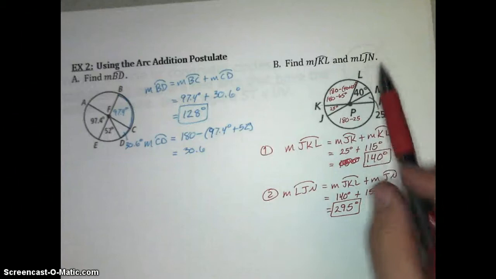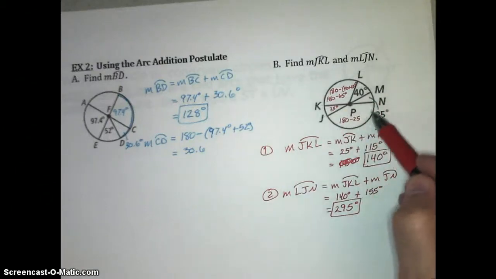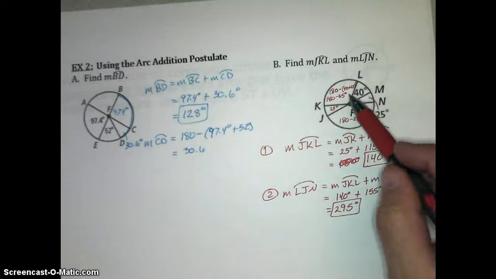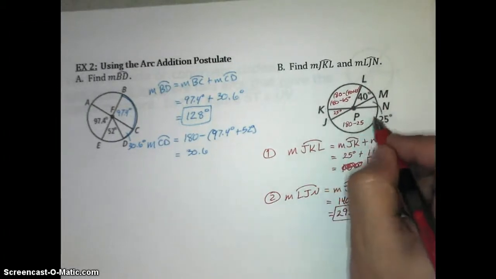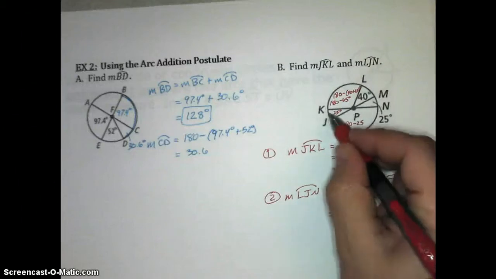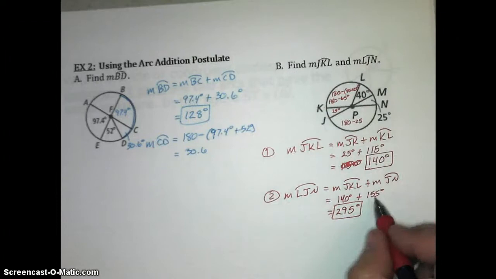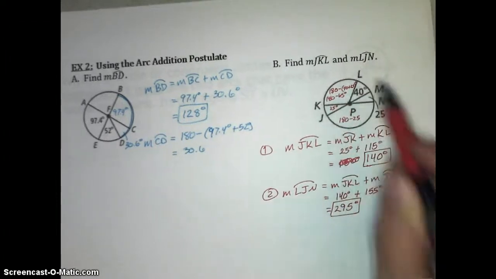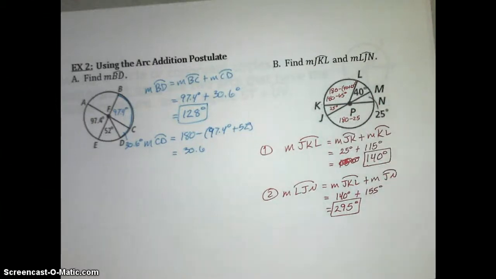Now for the measure of arc LJN, and that order is important, it tells you how to follow around the circle. We're actually taking LKJ, which is the same as JKL, and we're adding arc JN to that. So we're going to take the 140 we just found plus this arc. Well, for this arc we take 180 for our semicircle KJN and subtract the 25, and we get 155 for that part. So if I add 155 plus 140, I get 295 degrees for the measure of arc LJN.